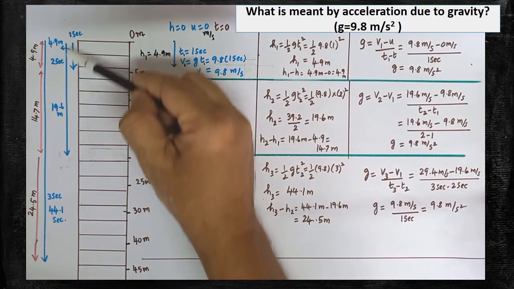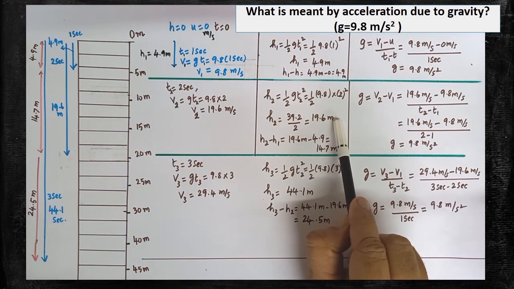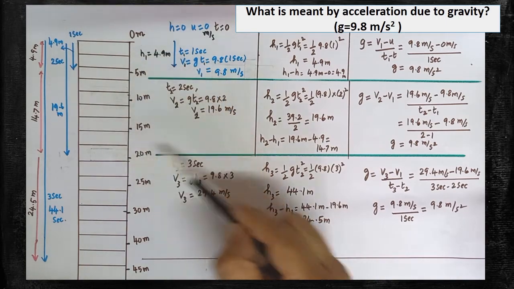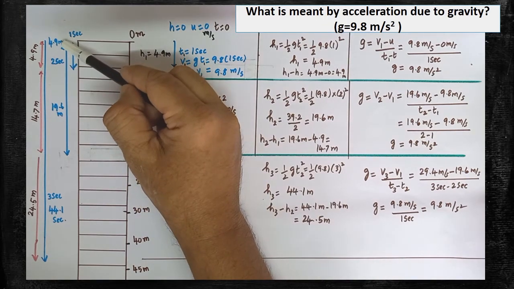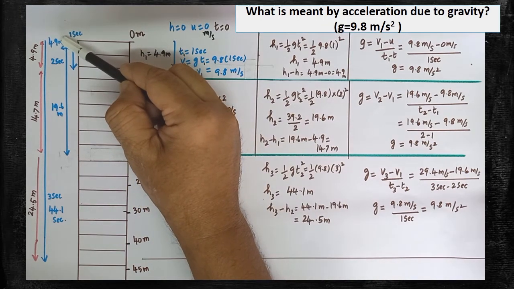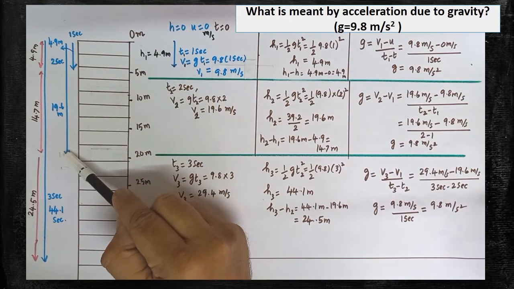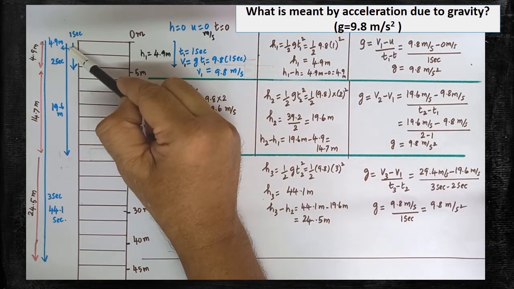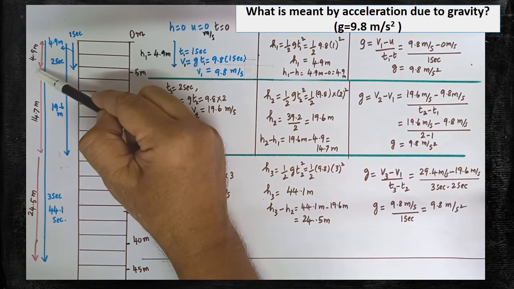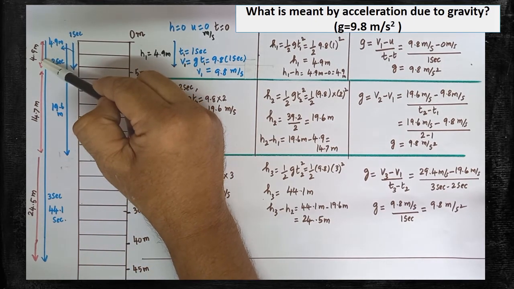Are you clear? The total height of travel is how much? 19.6 meters. Are you clear? In the first second it travels just 4.9 meter. In this second, what happens? After 2 seconds, if it travels right from the beginning, right from the origin point, it travels a distance of 19.6 meters. Now we'll calculate the height difference. The height difference between this 4.9 and 19.6 is how much? 14.7 meters.